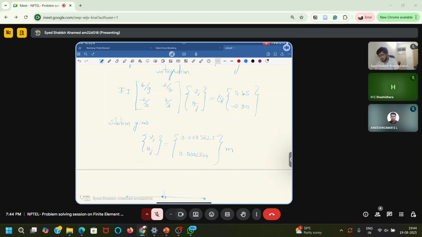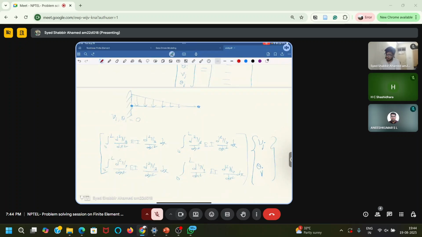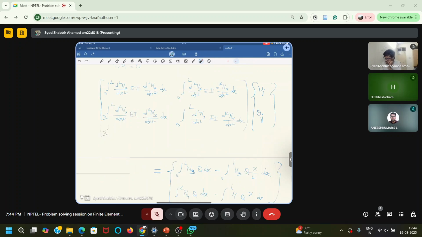There is also a question in which they have asked for K44. K44 is nothing but this term. This integration you have to evaluate, but you should not do it directly. You have to use the Gauss quadrature method, for 2 points. I hope you remember that.